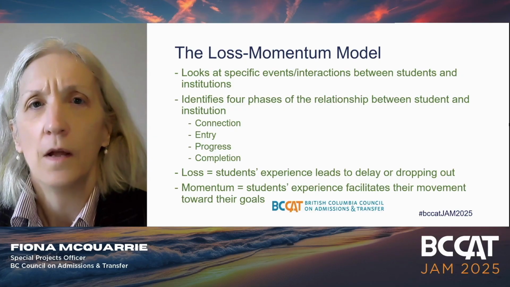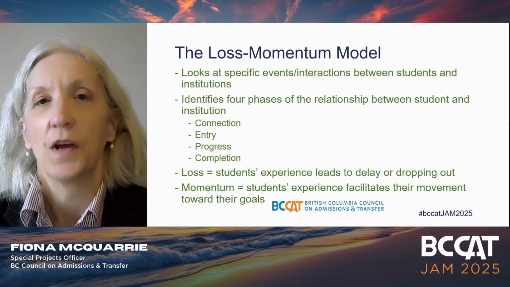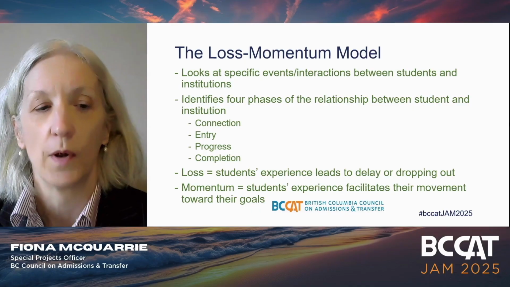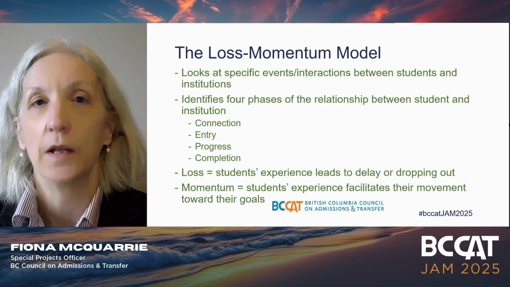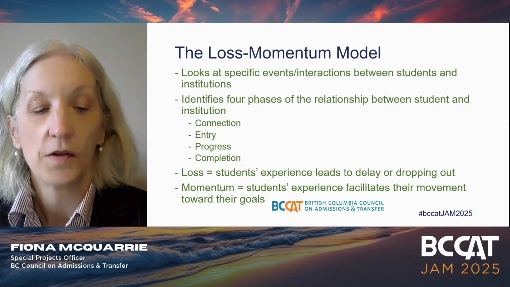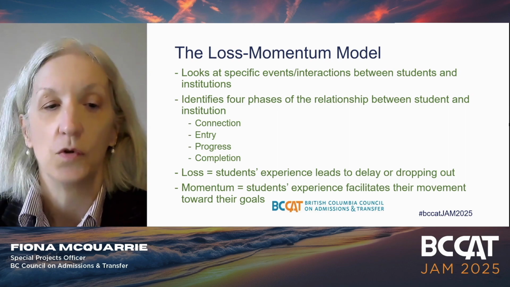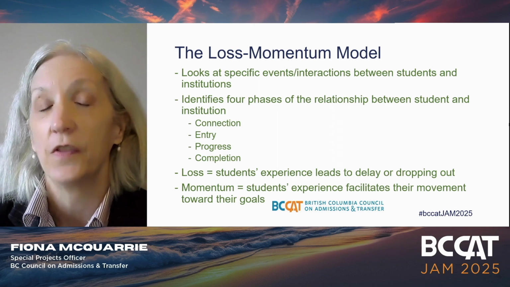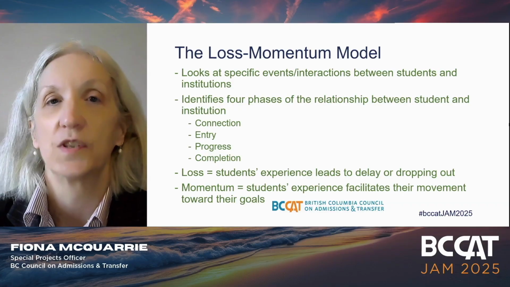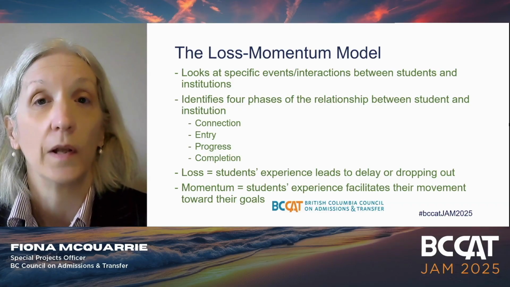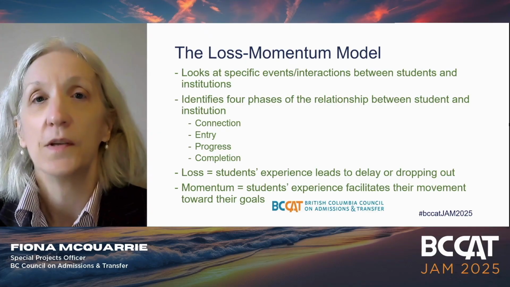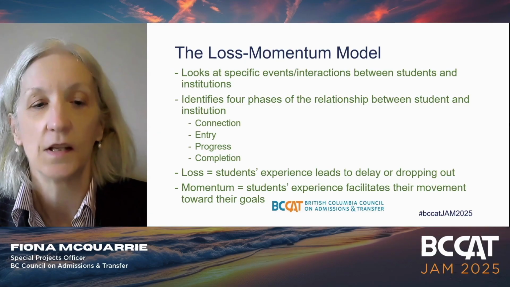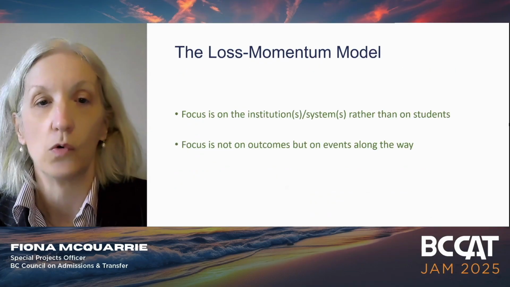So the model portrays the outcomes of specific interactions that students have with the institution around transfer as either resulting in loss or momentum. Loss is where obviously the student has a negative experience, and that can lead to delays in their academic progress or perhaps to them dropping out temporarily or permanently. Momentum, the student has a positive experience and the outcomes of the experience facilitate the movement towards their goals.